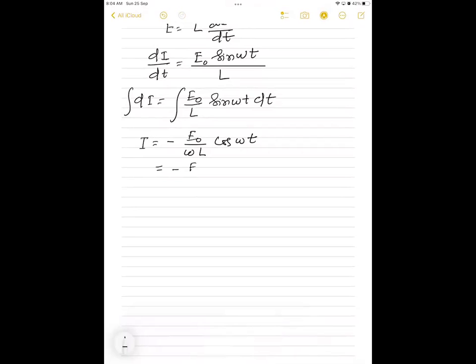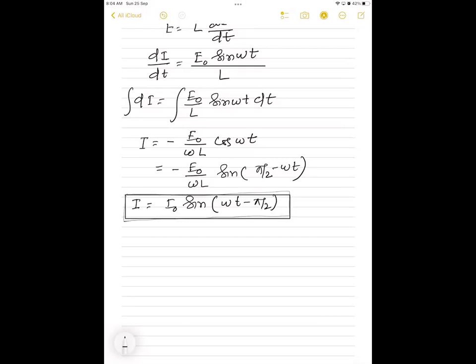हम ओरिजिनल के साथ कंपेयर करना चाहते हैं तो, E naught by omega L, that is with sin pi by 2 minus sin 90 minus omega t, करेक्ट? Omega t. और जब नेगेटिव को अंदर ले लेंगे तो क्या हो जाएगा? Sin omega t minus pi by 2 हो जाएगा, राइट? अंडरस्टूड? So that means we got I is equal to, ये जो I naught है, right?